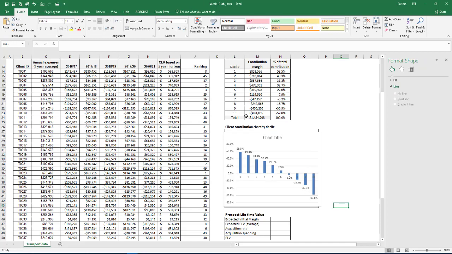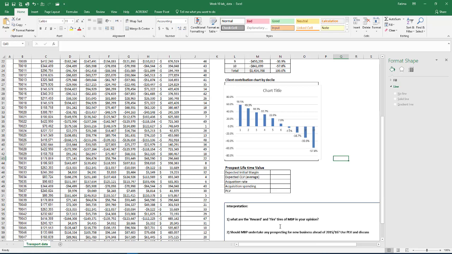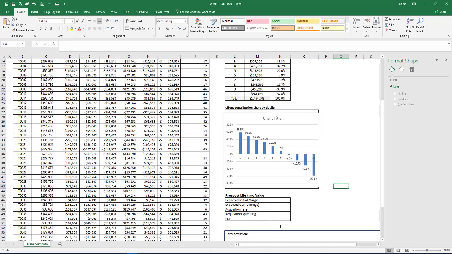Based on this chart and also the previous table, you have to answer the question: what are the reward, fire, and growth tiers of this company. You can categorize these 50 clients into 3 different groups. Some of them are fire, some should be treated better because they are reward customers, and some are in the middle. So it's up to you. You have to interpret this decile information and then talk about the different tiers of the company. So that was all about question 1 and question 3.